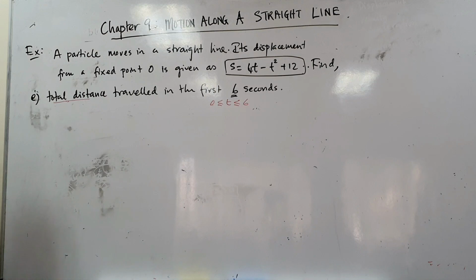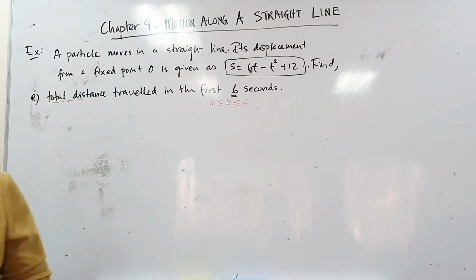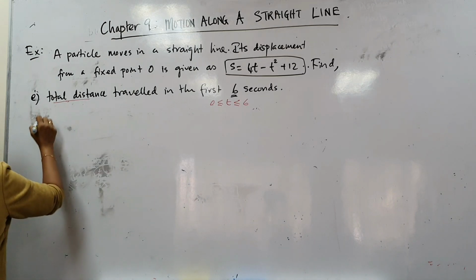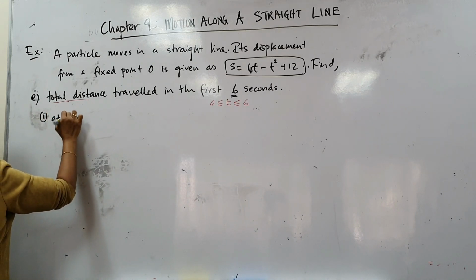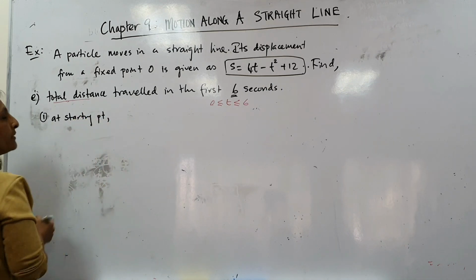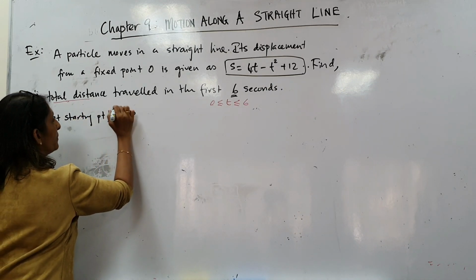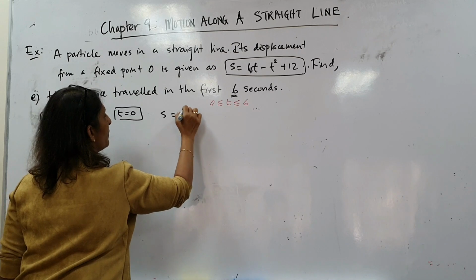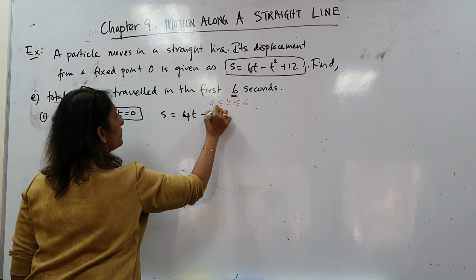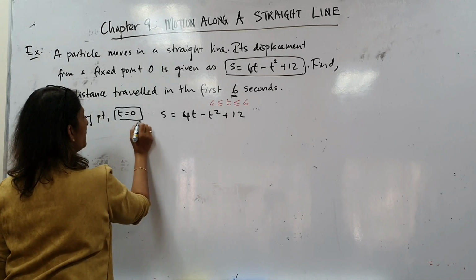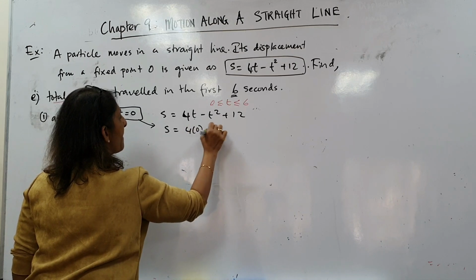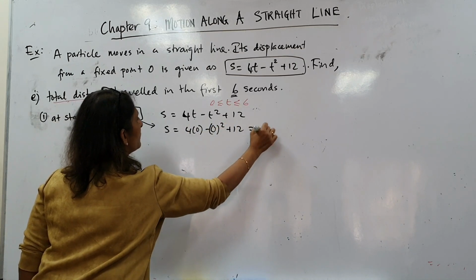As I told you earlier, there are 2 methods to find total distance. So we will use the number line method, which is a bit easier. Step 1, you must find the starting point. At the starting point, we use t equals 0. Then we get the equation s equals 4t minus t squared plus 12. So I'm going to sub t equals 0. Sub it here, I'll get 0, 0. So the answer is 12 meters.